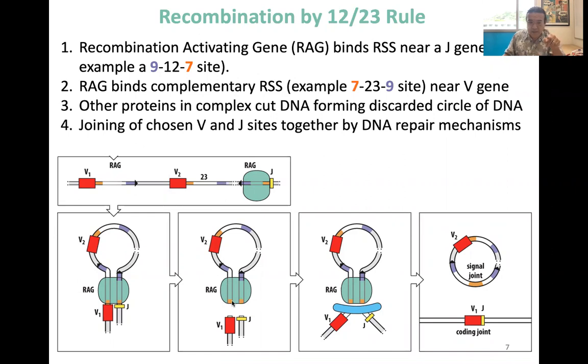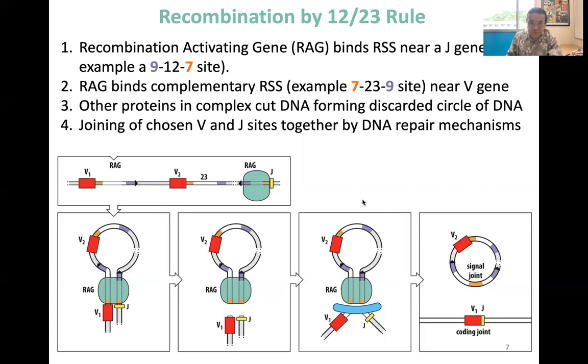Okay. So that's what's going on here. The oven mitt is the RAG protein complex. And because of the shape of it, it can only successfully grab onto two parts of the rope if those two parts are those RSS sequences. There's the orange part that's recognized by the oven mitt, and the purple part that's recognized by the oven mitt, but they have to be spaced differently. A 9-12-7 RSS sequence will only be able to be held onto at the same time as a 7-23-9 sequence. And that provides the key to keeping all of these things straight. It's kind of remarkable, right?